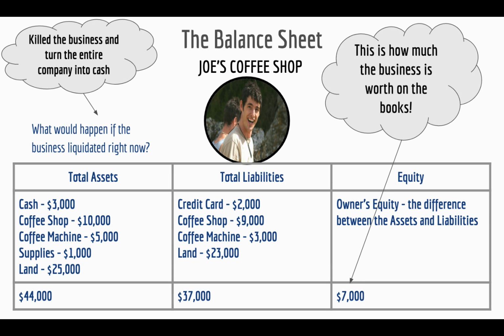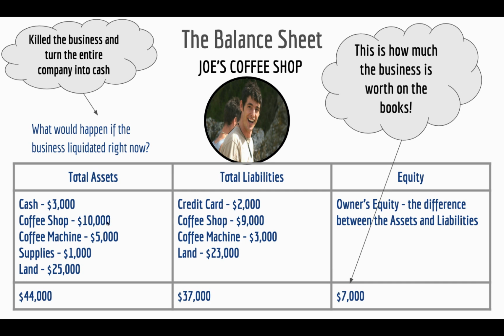Now, you'll often see that something that is an asset is also considered a liability. That might cause some initial confusion because, well, how can something be an asset and something be a liability? Well, let's take the coffee shop, for example.